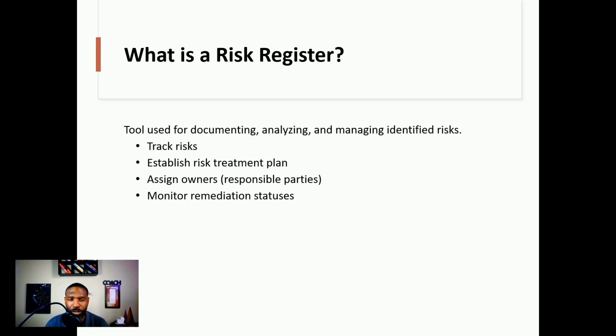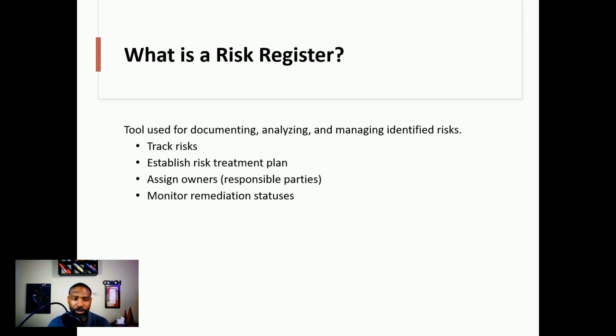Now, what we want to do also is assign some points of contact, some owners of the activity that's responsible for mitigating that risk down to an acceptable level. So who's the point of contact? Who's the responsible party that's going to implement our plan of attack to bring this down and reduce the risk?